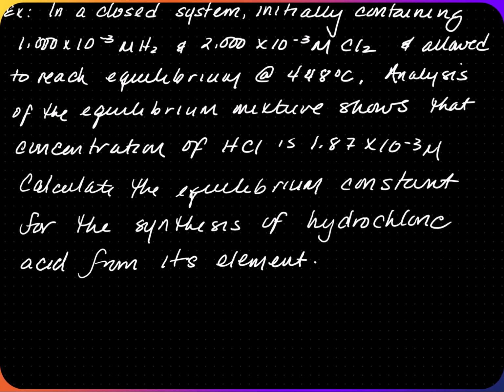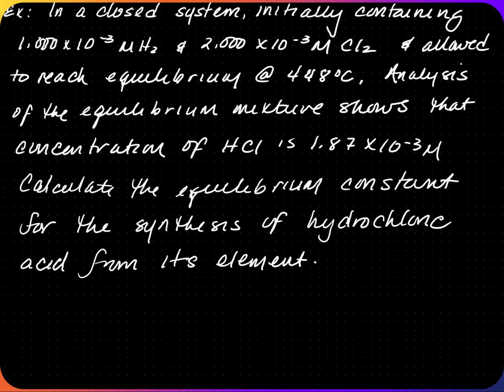So let's look at this first problem. In a closed system initially containing 1 times 10 to the negative third molar hydrogen and 2 times 10 to the negative third molar chlorine, and allowed to reach equilibrium at 448 degrees Celsius, analysis of the equilibrium mixture shows that the concentration of HCl is 1.87 times 10 to the negative third molar. Calculate the equilibrium constant for the synthesis of hydrochloric acid from its elements.